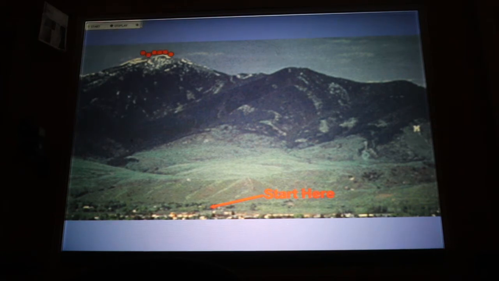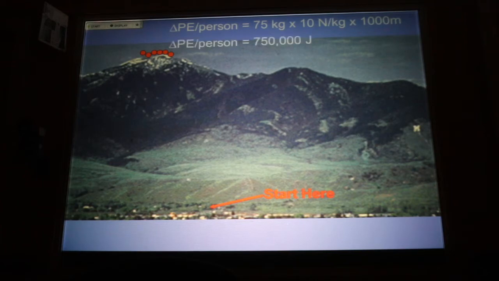Now that magical, mystical plane that we can't possibly understand has magically delivered to each of us gravitational potential energy. And the average amount of gravitational potential energy per person is going to be the mass of the average person, 75 kilograms, not me, times g, times the height. And the magical plane took us up 1,000 meters. So that means on average, the plane has given each person 750,000 joules of gravitational potential energy.